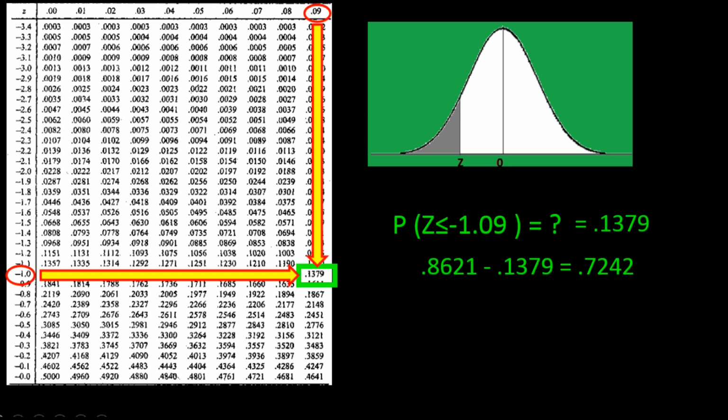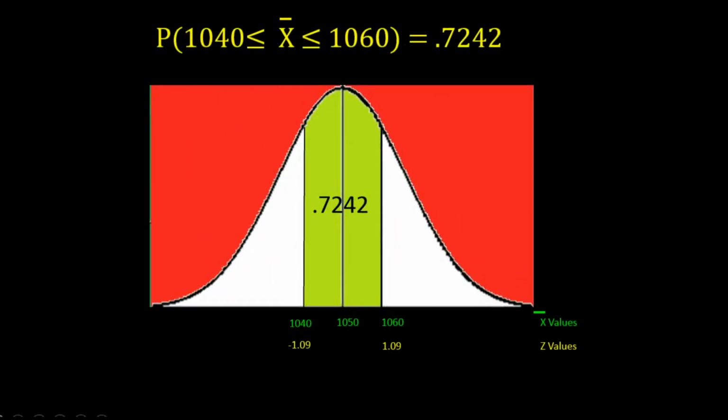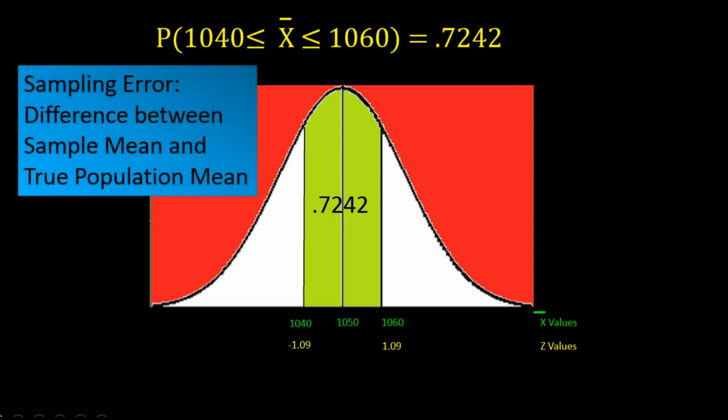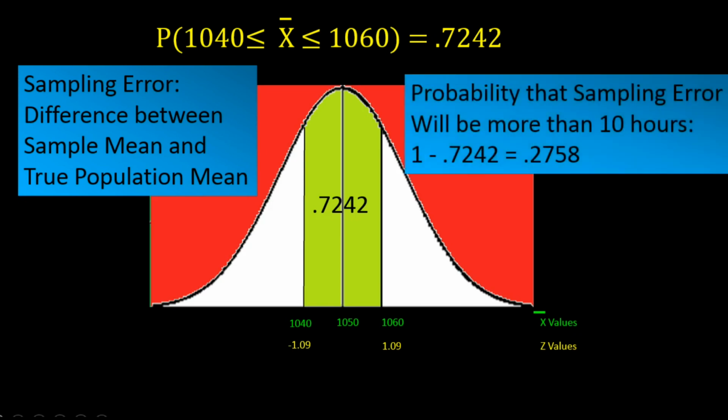This shows us that a simple random sample of 50 light bulbs has a 0.7242 probability of giving us a sample mean that is between 1,040 hours and 1,060 hours. That is, there is a 0.7242 chance that the sample mean will be within 10 hours of the true population mean. This difference between the sample mean and the true mean is called sampling error. Therefore, there is 1 minus 0.7242, or 0.2758 probability that the sampling error will be more than 10 hours.